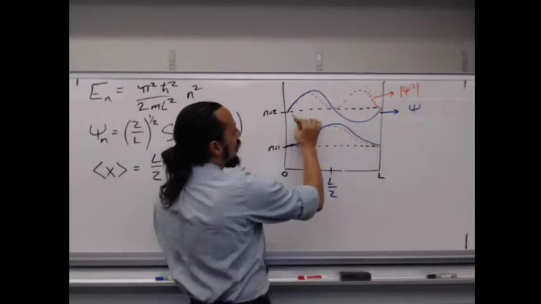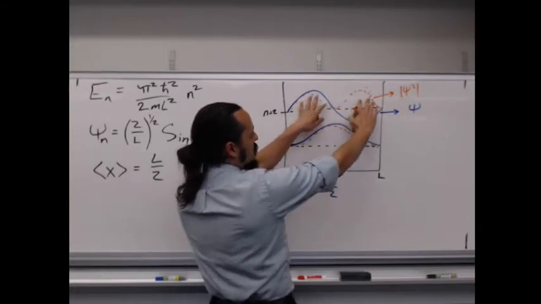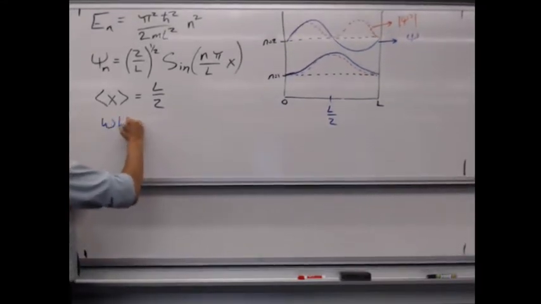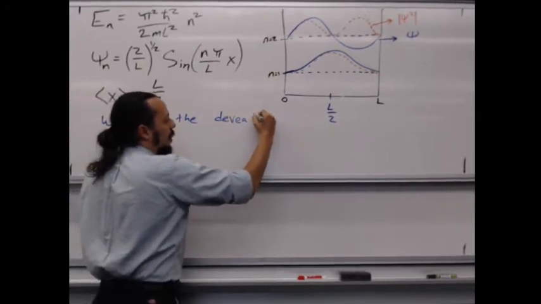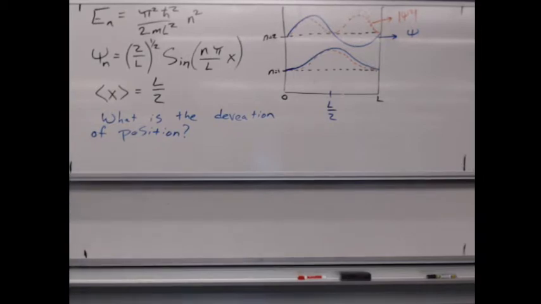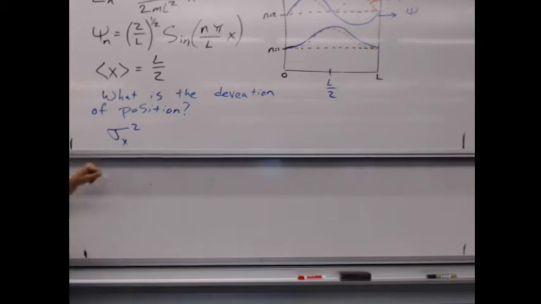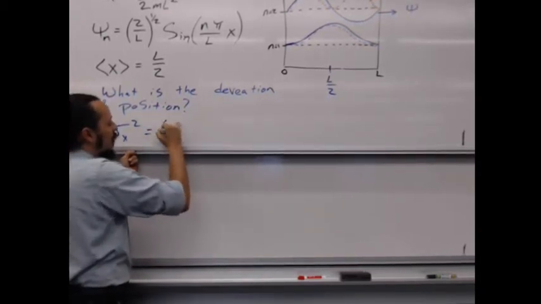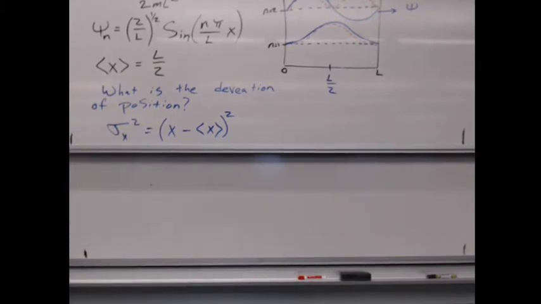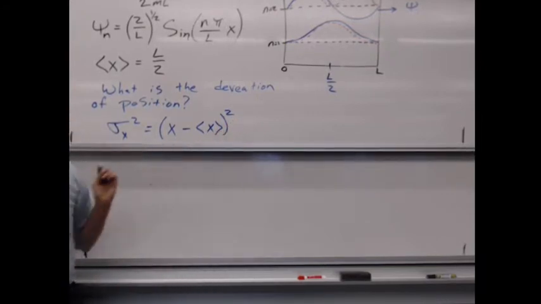We can see in this second case, because it's symmetric about L over 2, the average value is still going to be L over 2. Notice that it's not the position itself, it's the average position. And so we can ask an interesting follow-up question: what is the deviation of the position? Some people like to call it the variance. Essentially we're going to be looking at sigma x squared, similar to the idea of deviation. We're going to look at the position and how it is different than the average position. And we're going to take the square of that so we're always getting a positive value. So if x is lower than the average or greater than the average, we square it so we always get a positive value.